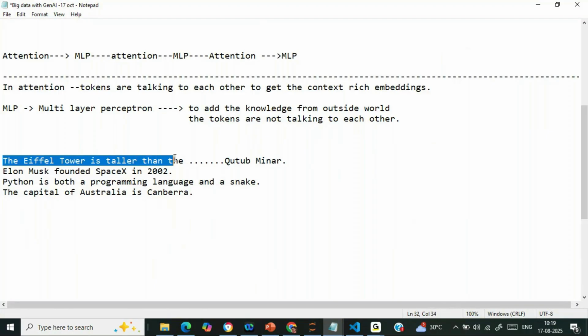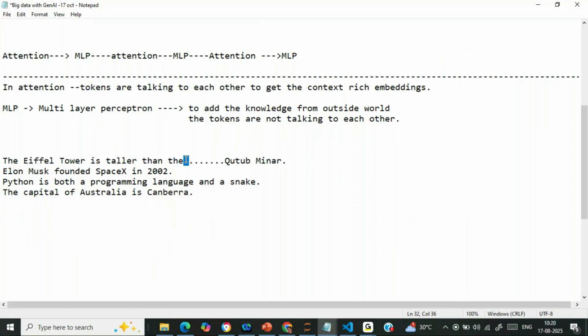Is there any information about Qutub Minar in these tokens? Guys, be interactive at this moment. Are you able to get the information about Qutub Minar over here? Is something there related to Qutub Minar in this particular sentence? No, sir. Definitely, nothing related to Qutub Minar is there.